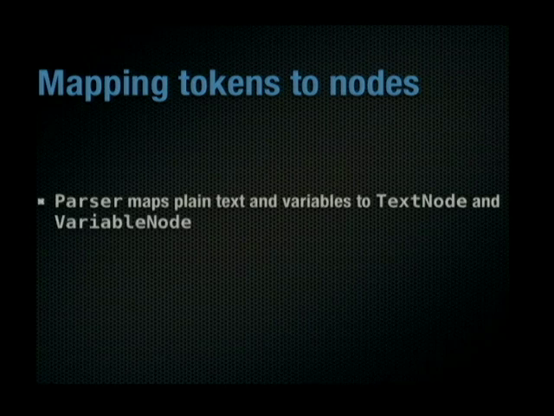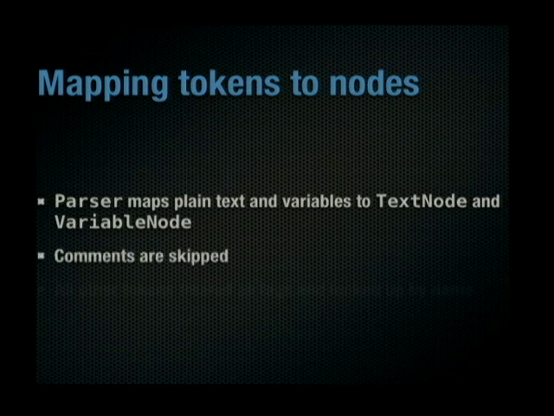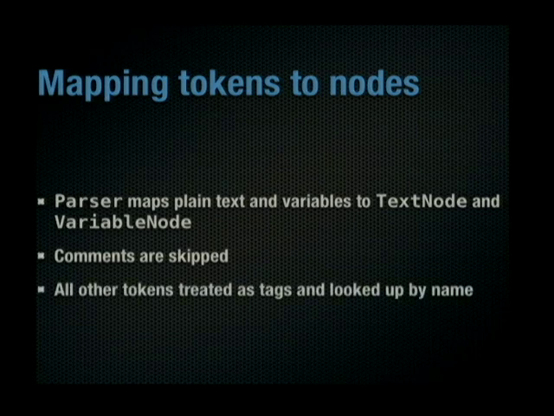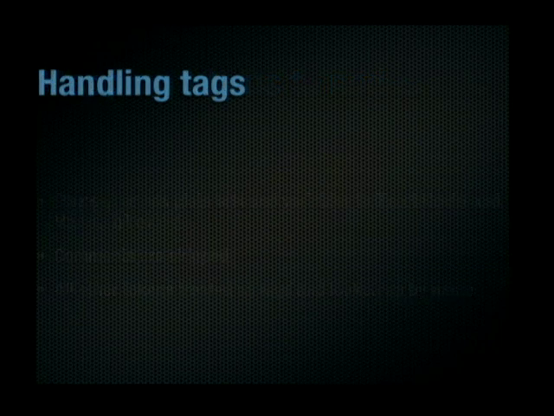Mapping tokens to nodes is done by the parser itself. Plain text and variables become text nodes and variable nodes, which are pretty simple. Variable nodes just resolve themselves, text nodes just output themselves. Comments just get skipped. They don't actually map to any node type. All other tokens are treated as tags, and get looked up by their names.